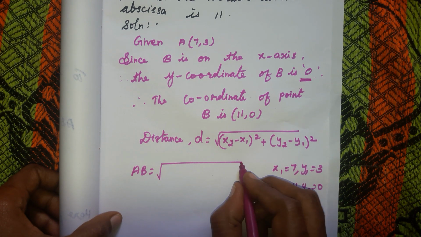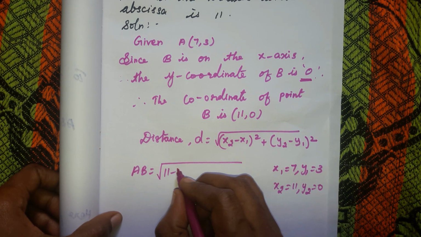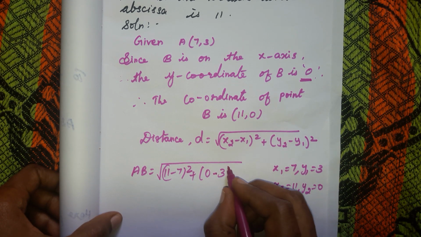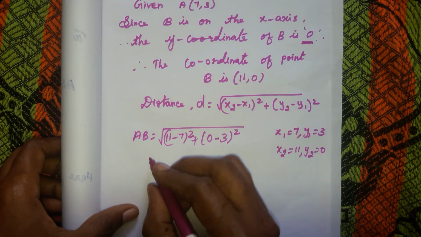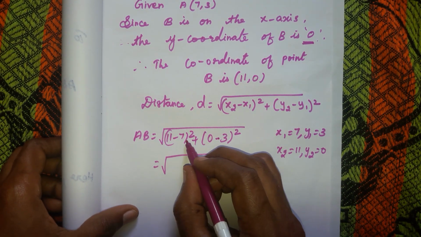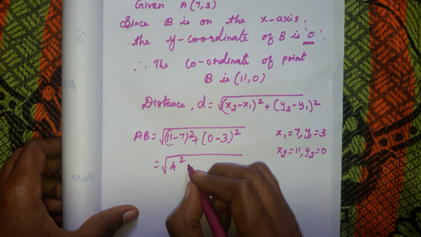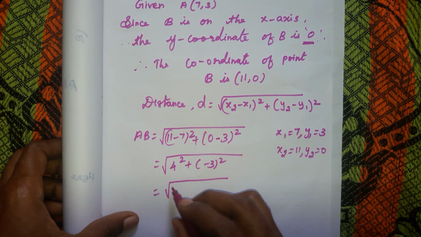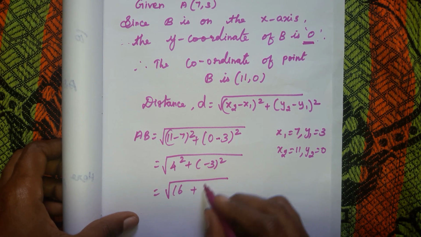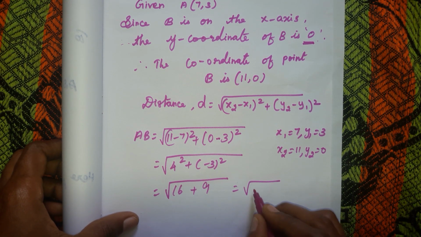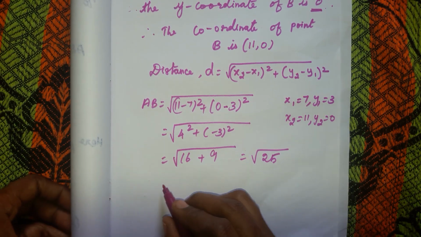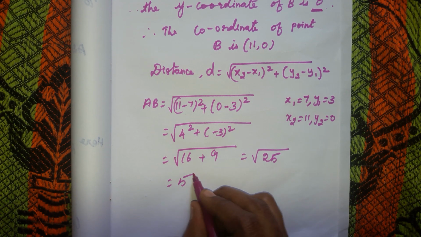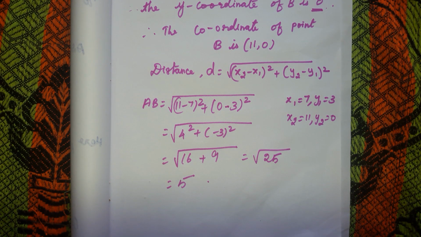So AB is equal to root of (11 minus 7) the whole square plus (0 minus 3) the whole square. It's equal to 11 minus 7, 4 square, plus (-3) the whole square. 4 square is 16. (-3) the whole square is 9. It's equal to root 25. It's equal to 5. Root 25 is equal to 5. AB is equal to 5.